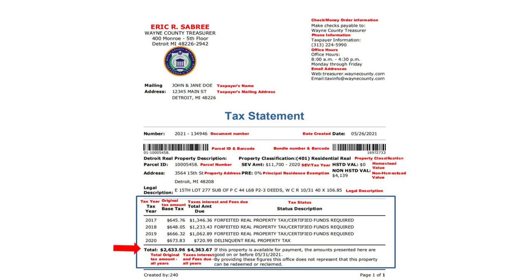The next section gives you the total amount of all years of the base tax and total amount due. The final section has an internal number for the staff member who created the tax statement and the number of pages.